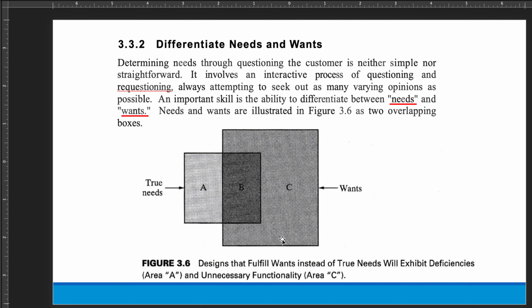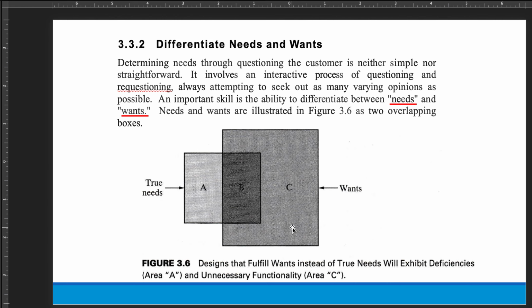So this diagram here is indicating that you have some true needs, which are in regions A and B, and B is actually part of C, and C is indicating a region where the customer has a certain amount of wants.